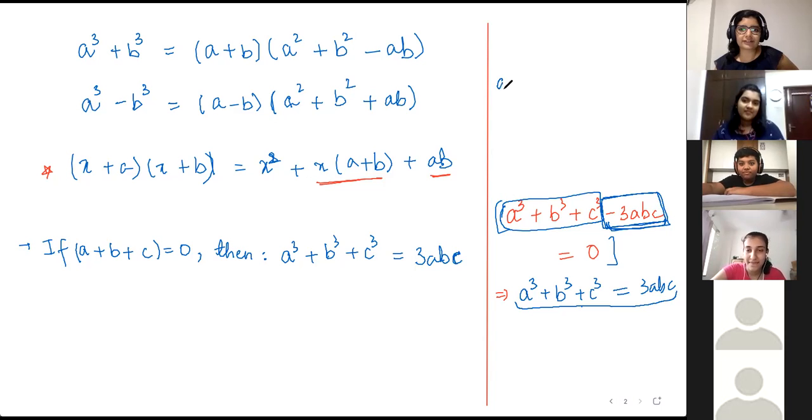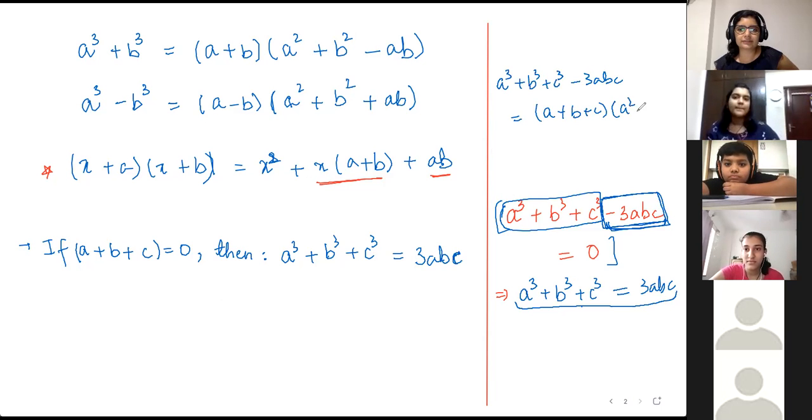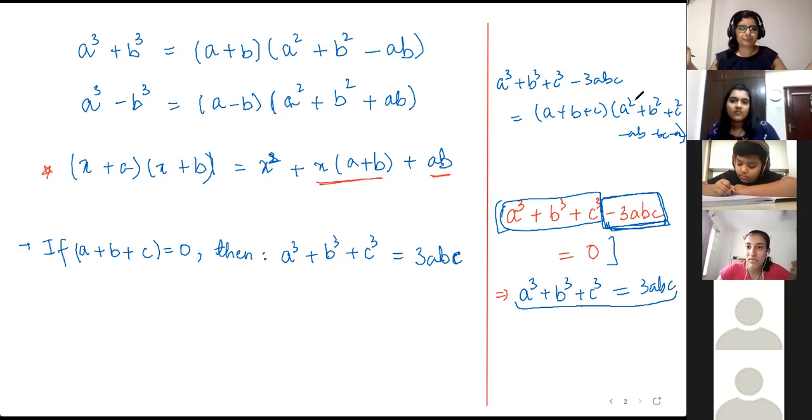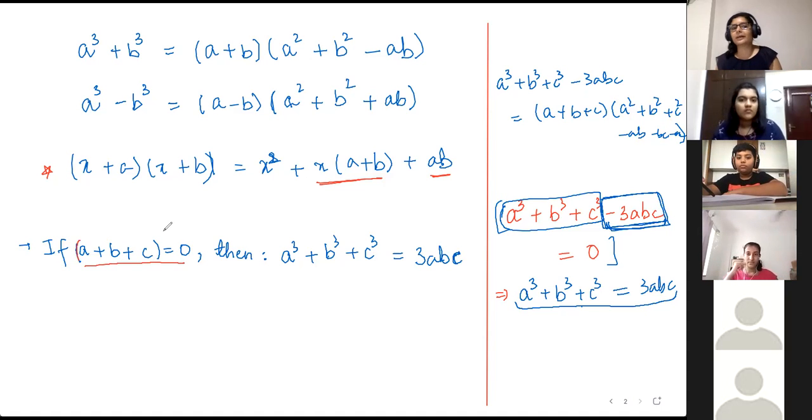The identity you're clear with, right? The identity says that A cube plus B cube plus C cube minus 3ABC is equal to this whole thing. Basically, if you multiply a plus b plus c by that whole thing, a square plus b square plus c square minus ab minus bc minus ac, you'll get a cube plus b cube plus c cube minus 3abc, right? I took numbers such that when you add them, you get 0, like Swayam said, 2 plus 2 plus minus 4. They get cancelled out, they become equal to 0.